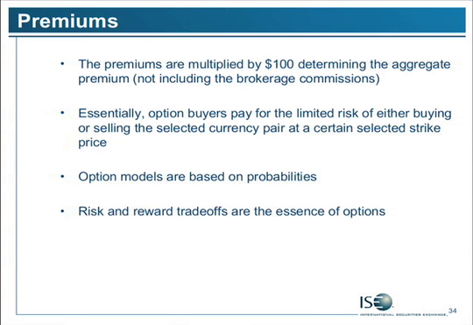Now, every currency pair, you have to do the math. Let's say if the U.S. dollar against the Canadian is trading at 105, that contract's worth $10,500. The dollar against another currency might differ. Dollar yen might be trading at 93, it's worth 9,300. Option buyers are going to pay for the limited risk. These options are based on probabilities. And of course, we need to always think about risk and reward.